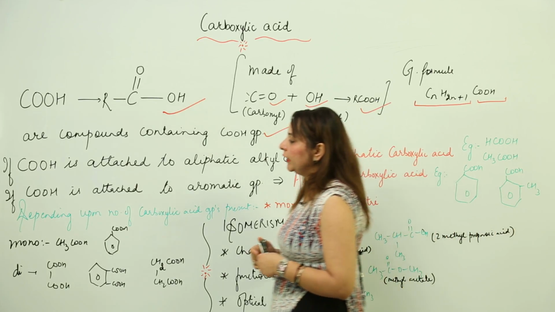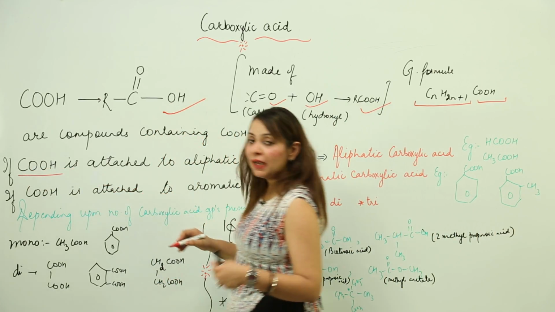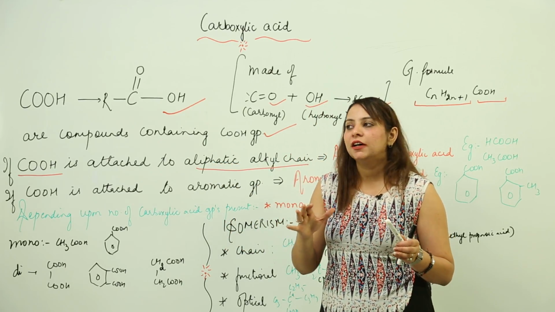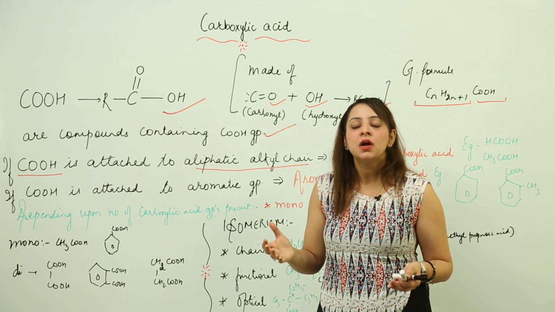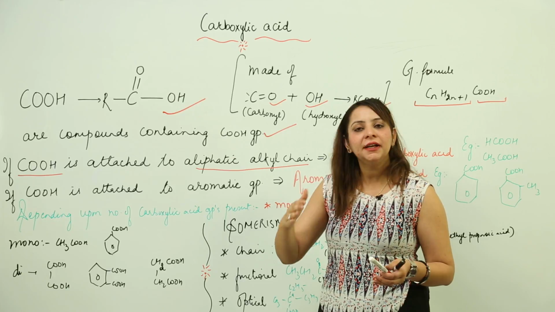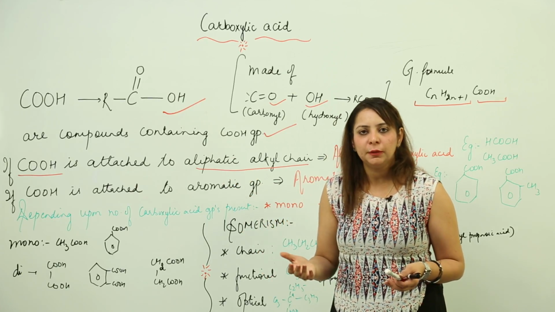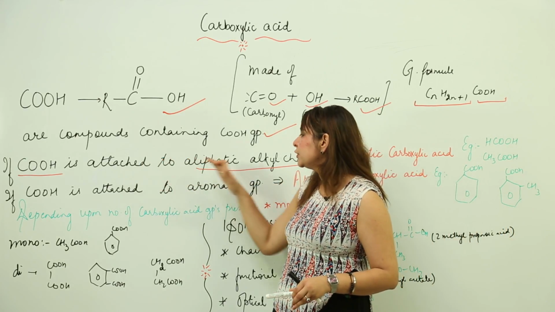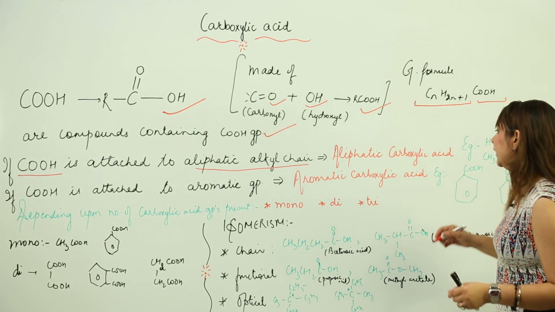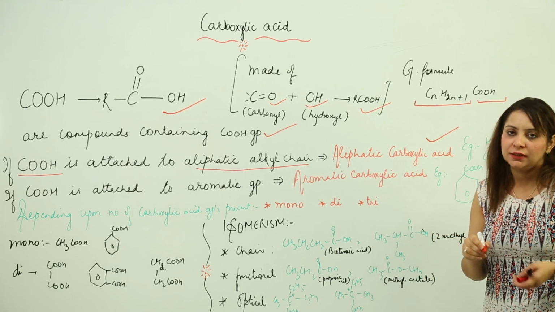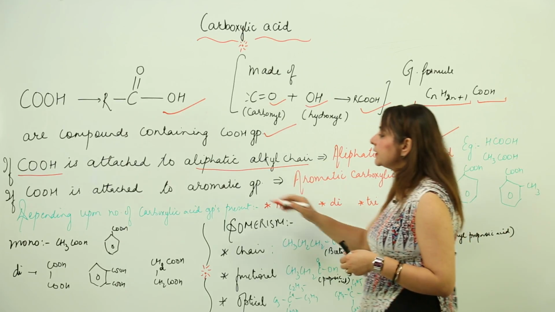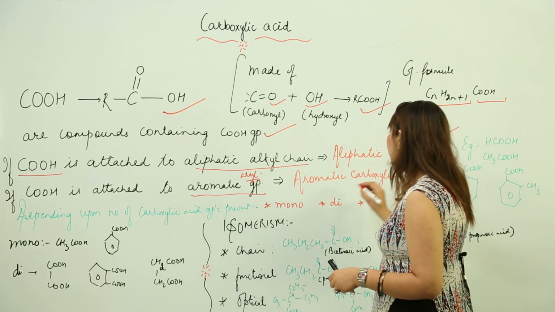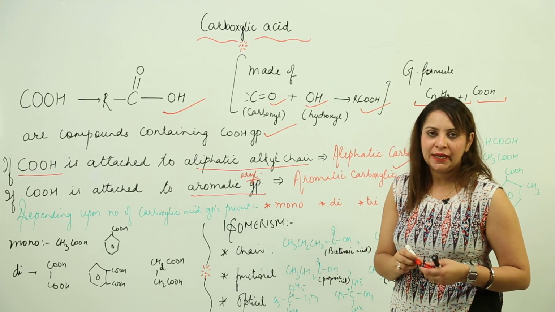So we have seen that carboxylic acid may be attached to an aliphatic alkyl chain. An aliphatic alkyl chain is a straight chain, meaning there is no ring present. The chain can be branched also, but the carbons are still linked by single bonds, or maybe double or triple bonds may be present, but there is no ring-like structure. So when carboxylic acid is attached to the aliphatic alkyl chain, that compound is called an aliphatic carboxylic acid compound. And when carboxylic acid is attached to an aryl group, it becomes a member of the aromatic carboxylic acid compounds.